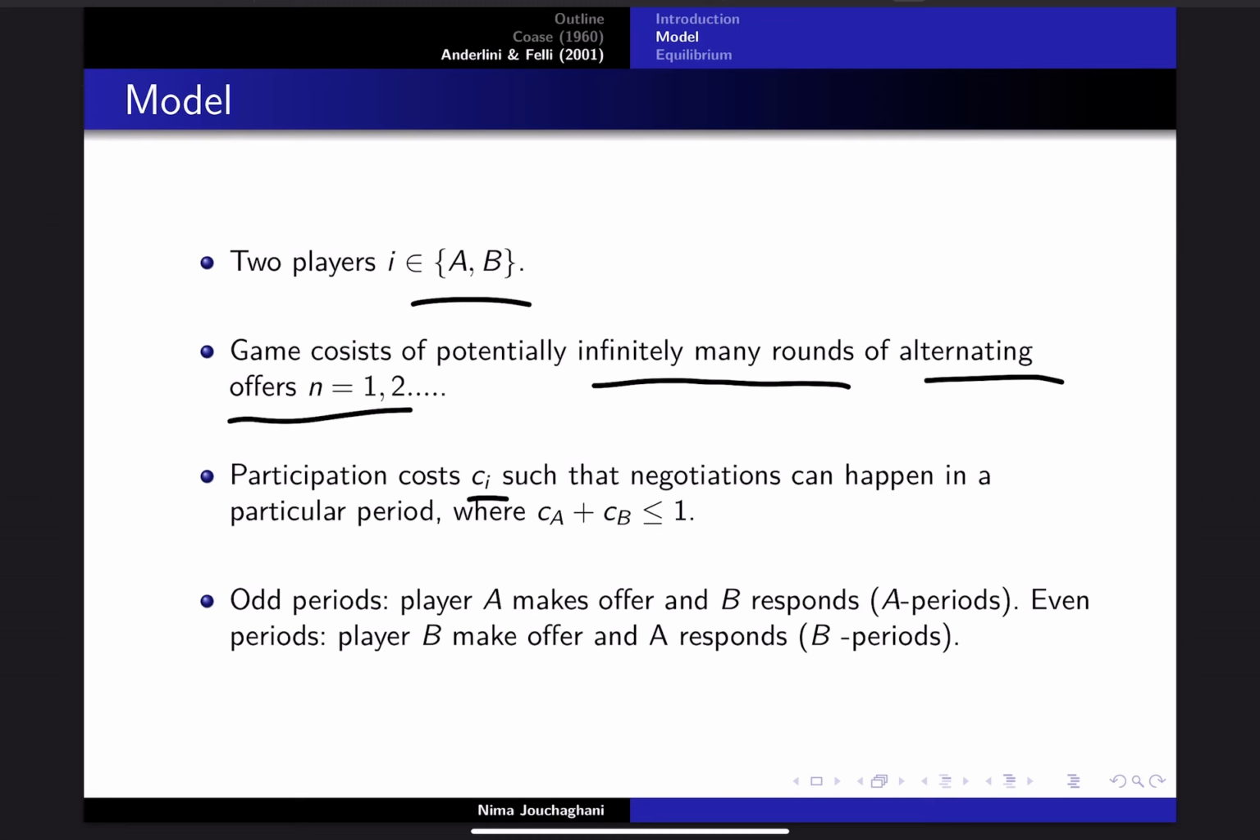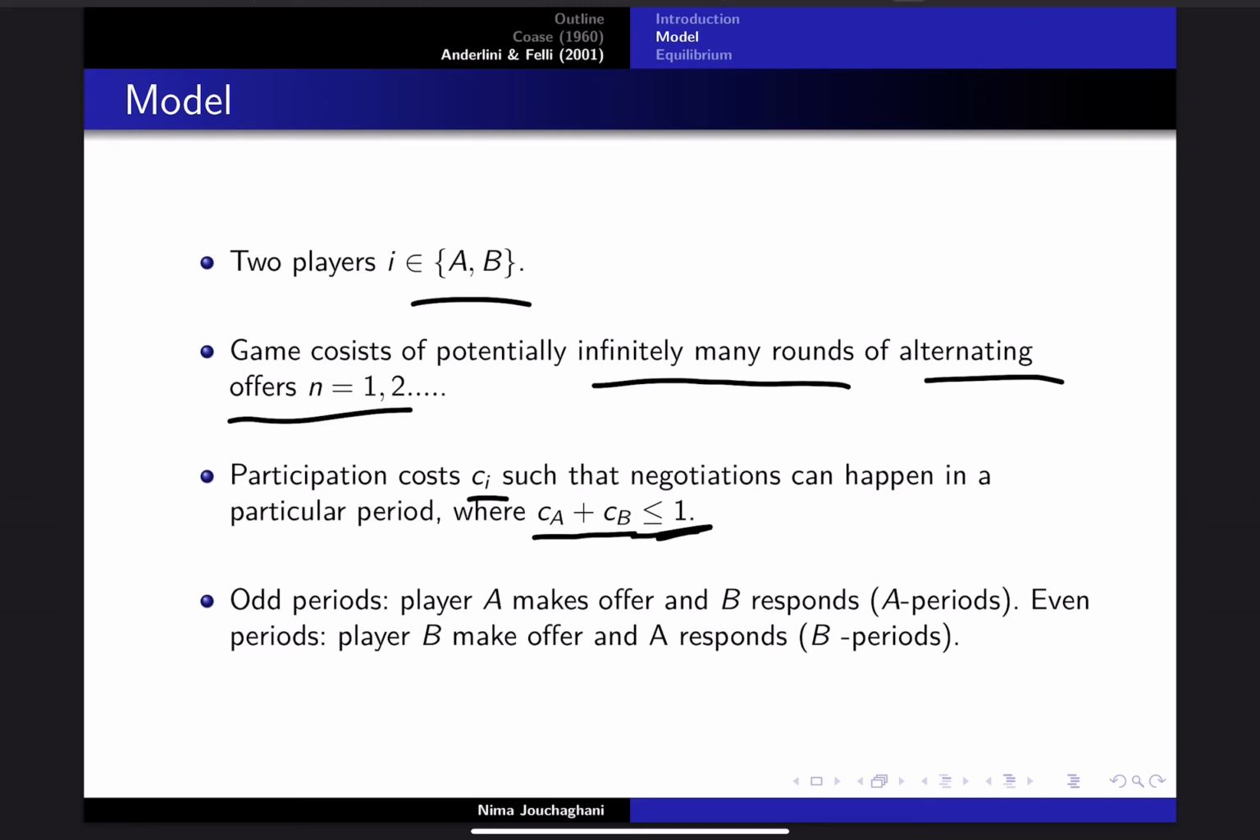Otherwise, they cannot happen. One assumption is that the sum of the costs is weakly lower than 1, and the reason is that the surplus which will be shared among the players is equal to 1. Think of $1. The sum of the costs must be lower than the total surplus, because otherwise it is inefficient for the players to reach an agreement by renegotiating. By this we make sure that there are efficient equilibria, avoiding a trivial problem.